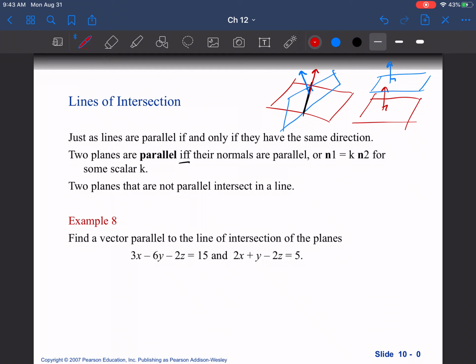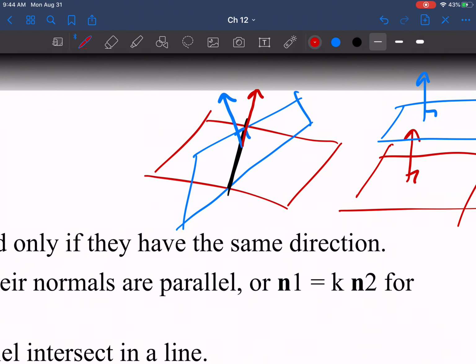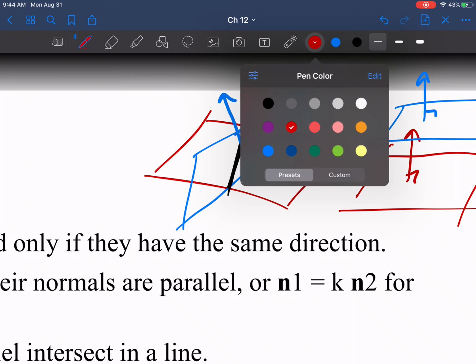So here it says, find a vector parallel to the line of intersection of the planes. And so here what we have is two planes intersecting, and we need a vector parallel to them. So if we look back at this picture up here, right? So we have two planes. What we can do is find the two normals, and then if we take a cross product of these two normals, right? Let me get a third color here.